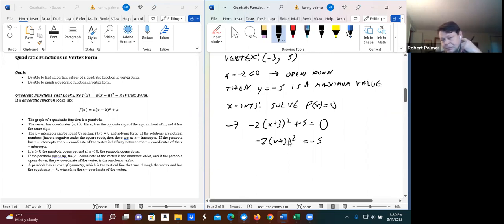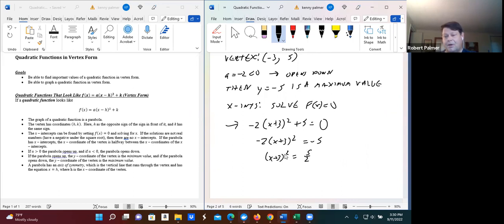Then we divide both sides by -2. And so we have (x + 3) squared is equal to, this time, +5/2. -5 by -2, of course, is positive.